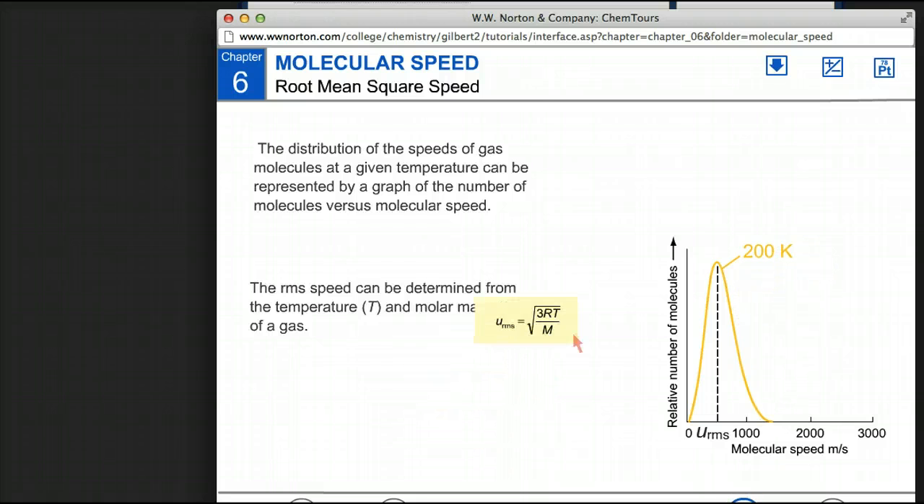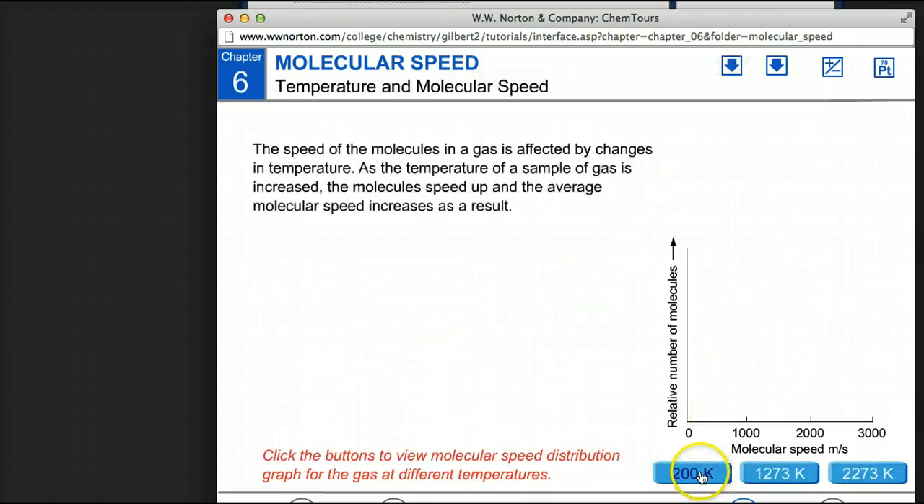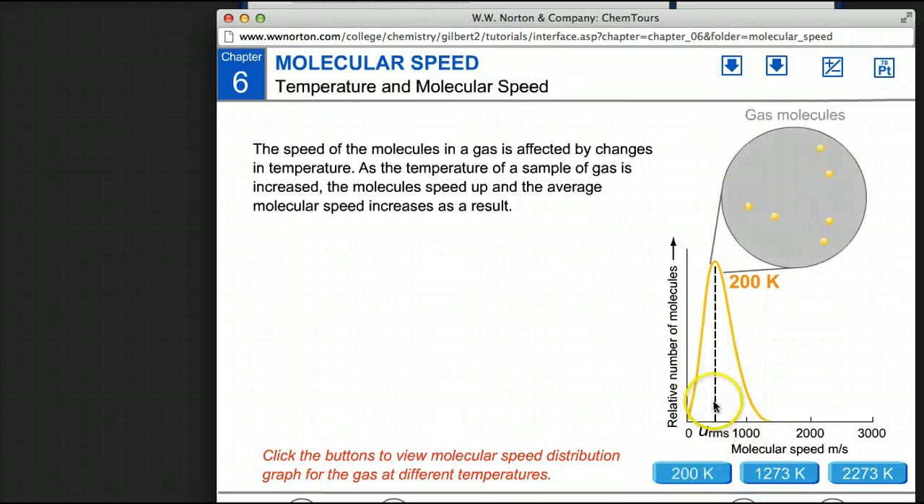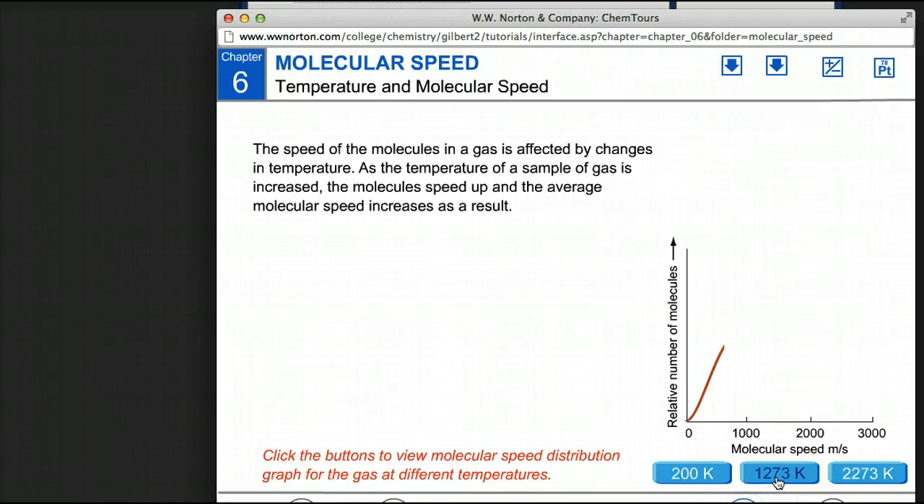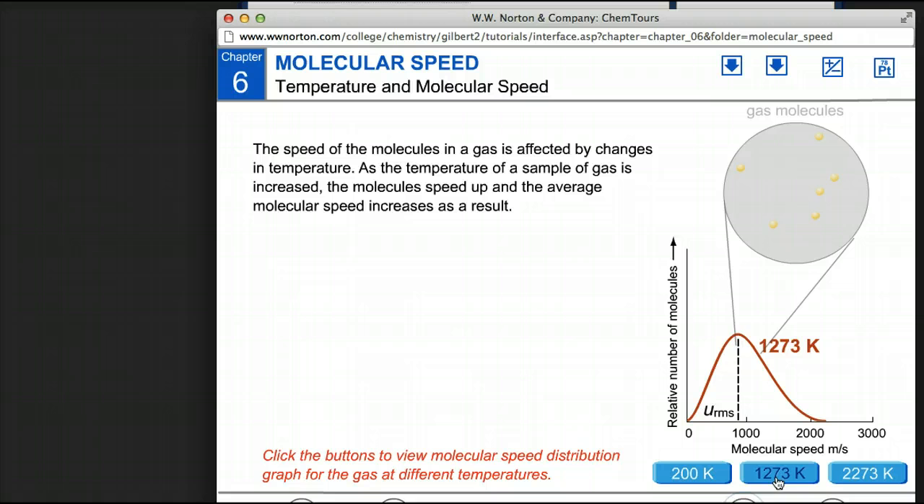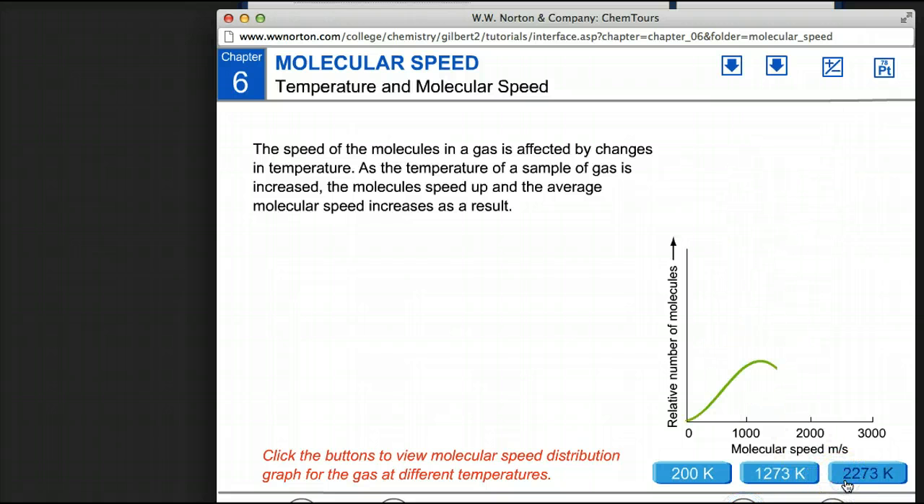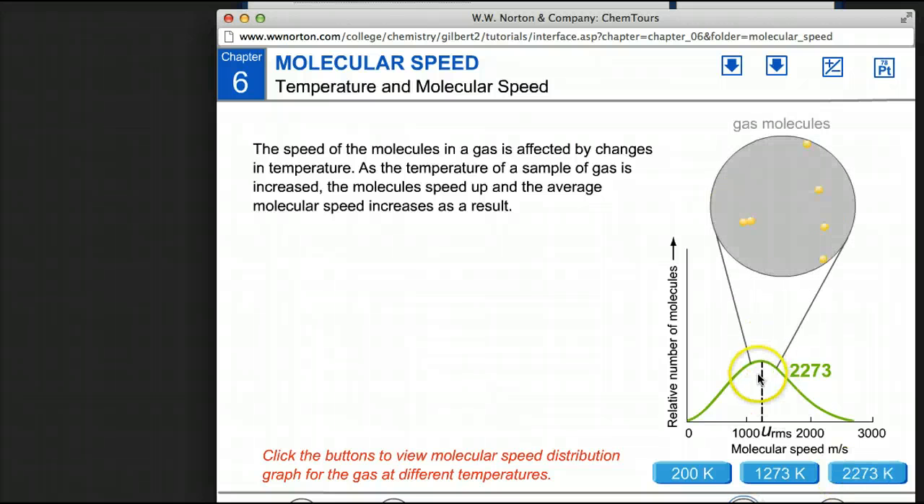And if I play this here, what happens is at 200 kelvins, we have this average at 200. Now if I go to 1273 kelvins, they're going to go faster. Notice my average went up. And if I go to 2222 Kelvin, the average goes up even more. So again, it's just the idea that a temperature is not really a measure of exact motion. It's a measure of the average motion. Very important.